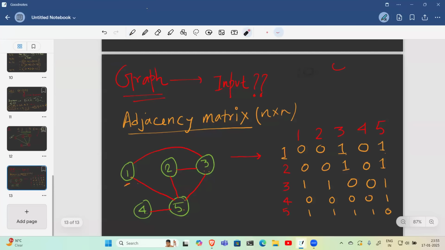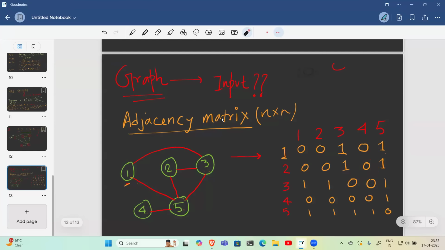The best part about an adjacency matrix is that if you want to check, okay, do I have an edge between 2 and 5? Then you just go to the second row, look at the fifth entry and see if it is 0 or 1. If it is 1, then yeah, you have an edge between 2 and 5. Now suppose you want to check whether there is an edge between 2 and 4 or not. So just go to the second row, look at the fourth column. So it's 0. It's 0 means that there is no edge between 2 and 4.